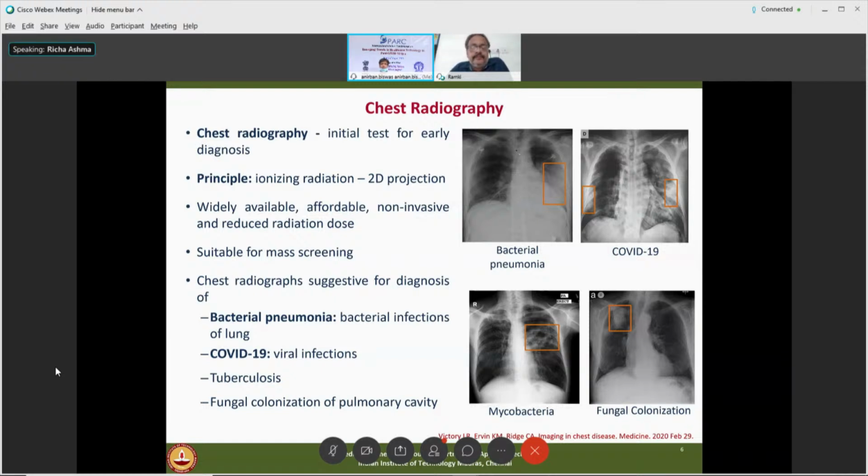Yeah, Professor Ramakrishnan, you can go ahead. Yeah, please. Chest radiography is essentially the initial test for abnormalities in respiratory function. It primarily uses ionizing radiation, and it works on 2D projection. Widely used everywhere, even in the primary care category, it's available everywhere. It's affordable and non-invasive, and very low radiation doses are used. It's primarily suitable for mass screening, and it helps detect pneumonia, COVID-19, tuberculosis, and fungal colonization of pulmonary cavities.